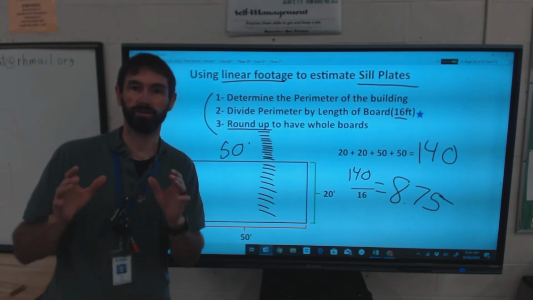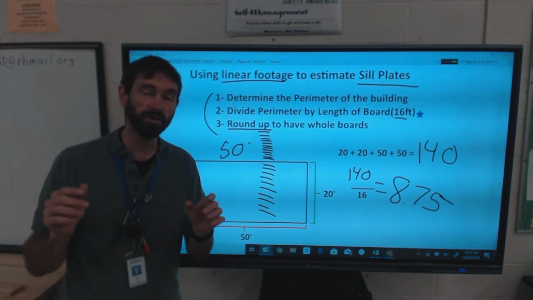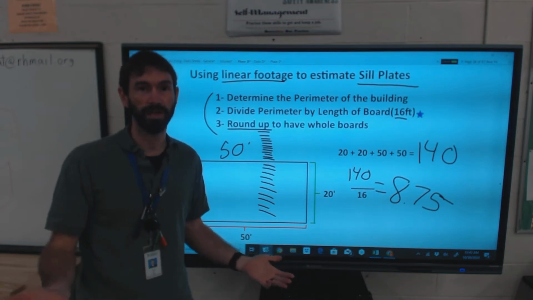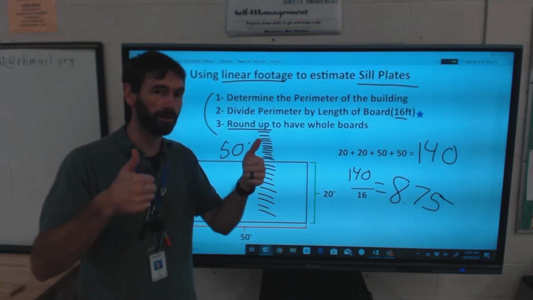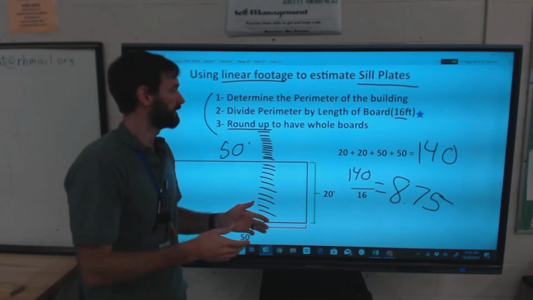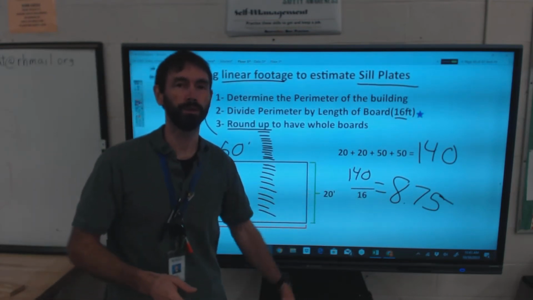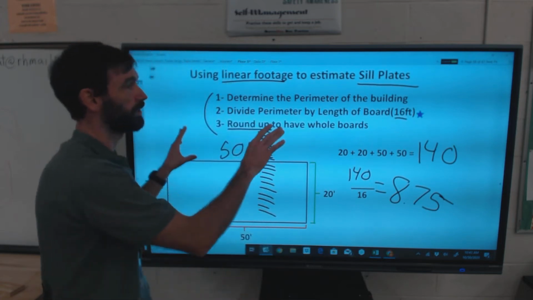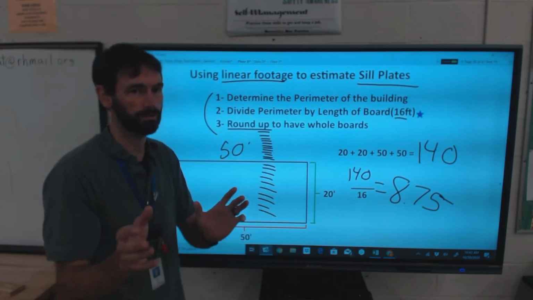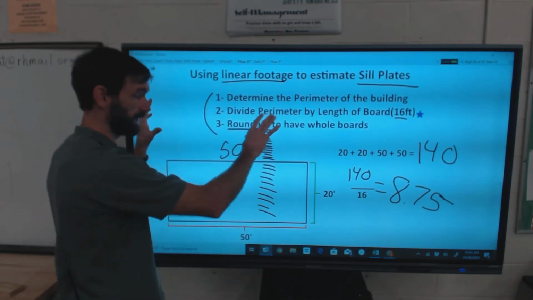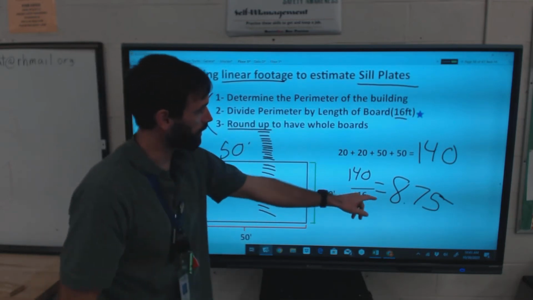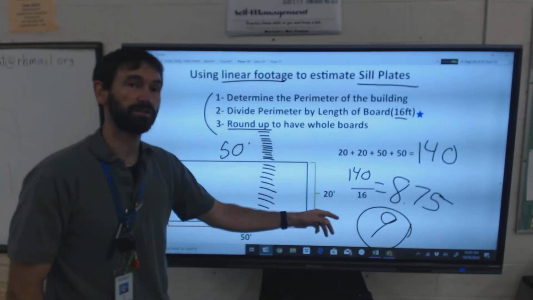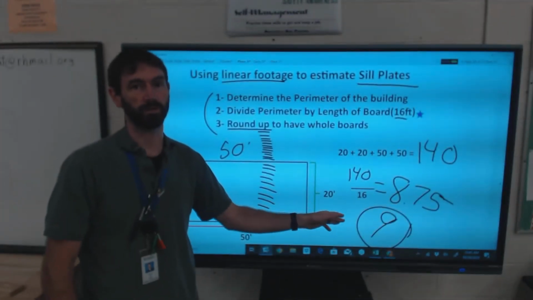I hope I have stressed this enough. Never round down when you're estimating materials, because then you're not going to have enough materials. Never round down. Always round up. Even if it's 8.02, round up. Always up when it's materials. If you're doing normal math, round down some. But when you estimate materials, round up. So our 8.75 becomes 9. I would have to order 9 boards to make this work.